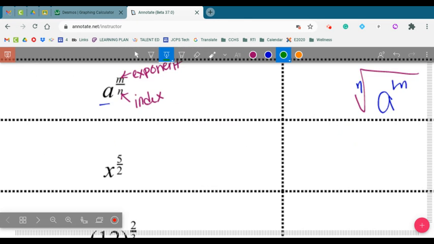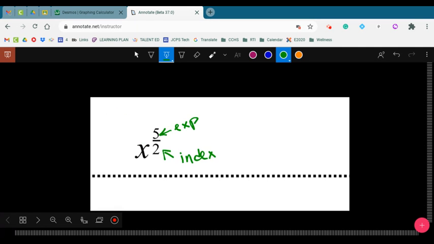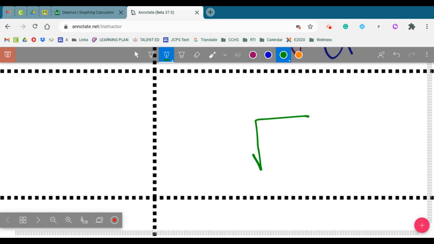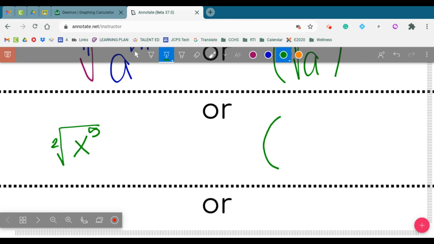Okay, next one. We have x to the 5 over 2. This is going to be our exponent, and this is going to be our index. So we're going to have a square root. My base was x, my exponent, which is the top, is 5, and our index is the bottom, which is the 2. So I can rewrite this as the square root of x, that needs to be a 2 in the hook, raised to the 5th power.